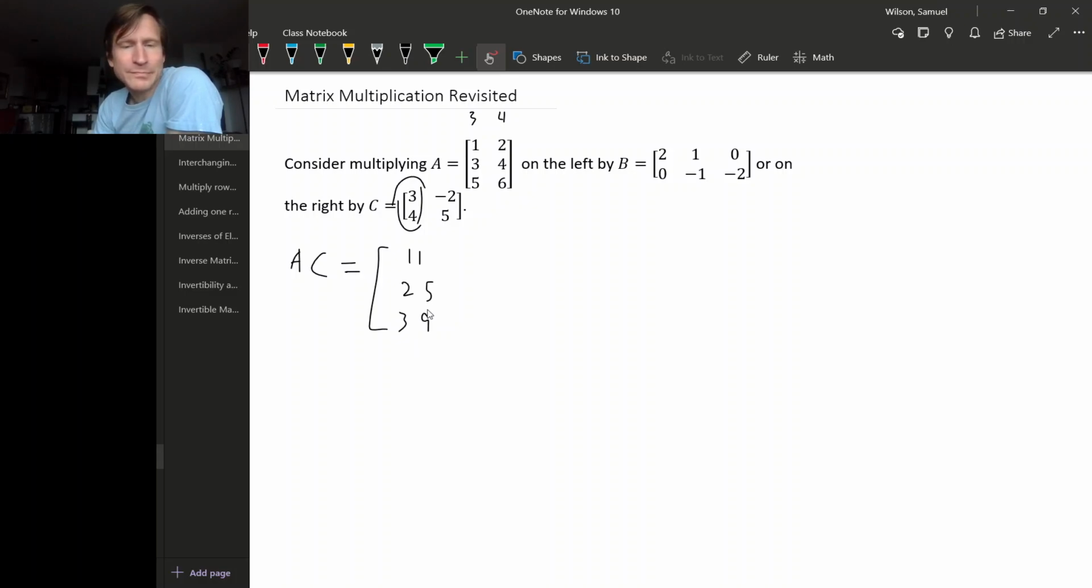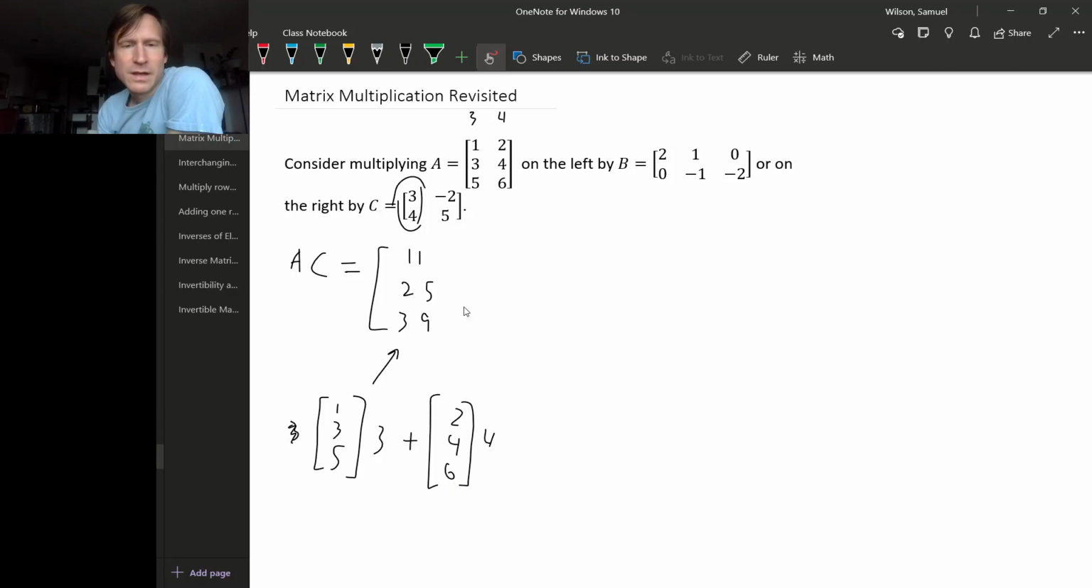Okay. But notice that what happened here is this first column of the product is actually 3 times the first column of A, so 1, 3, 5. In fact, since this 3 is coming from C, let me write it on the right like this. So it's 3 times the first column of A plus 4 times the second column of A, which is 2, 4, 6.